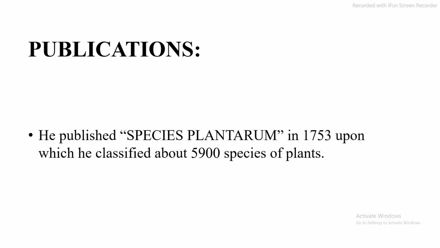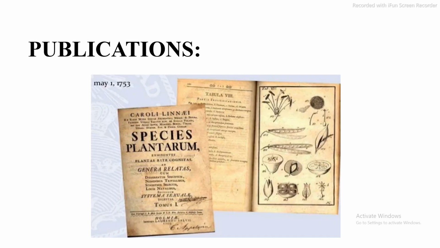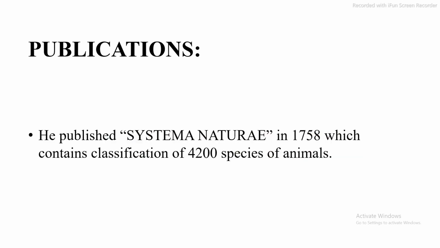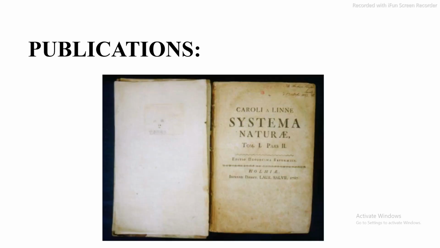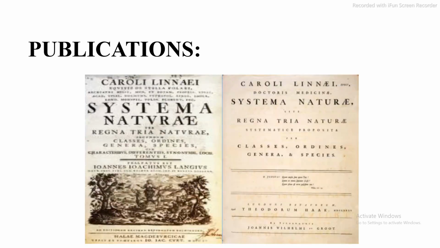He also published the Species Plantarum in 1753, in which he classified about 5,900 species of plants. This is Species Plantarum, as shown in the figure. He also published Systema Naturae in 1758, which contains the classification of about 4,200 species of animals. This is Systema Naturae, as shown in the figure. This is also a figure of Systema Naturae.